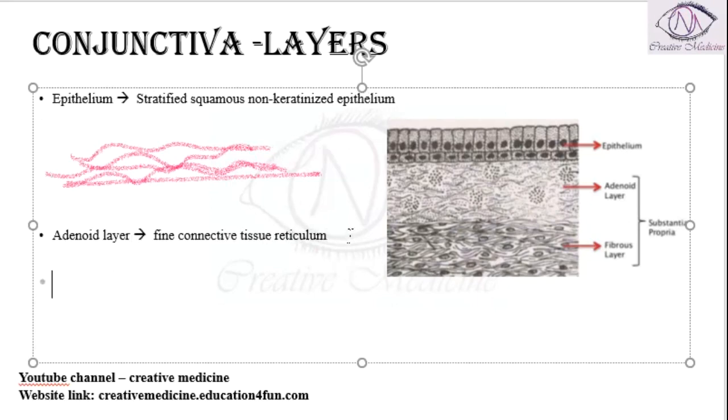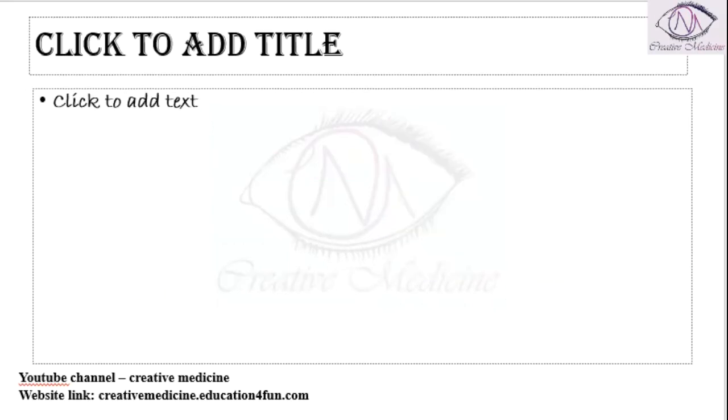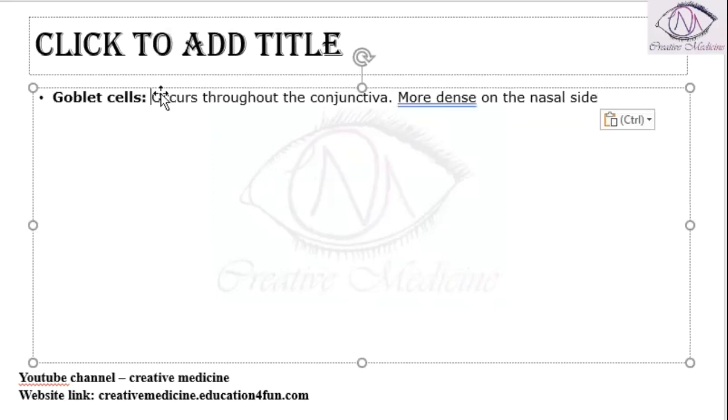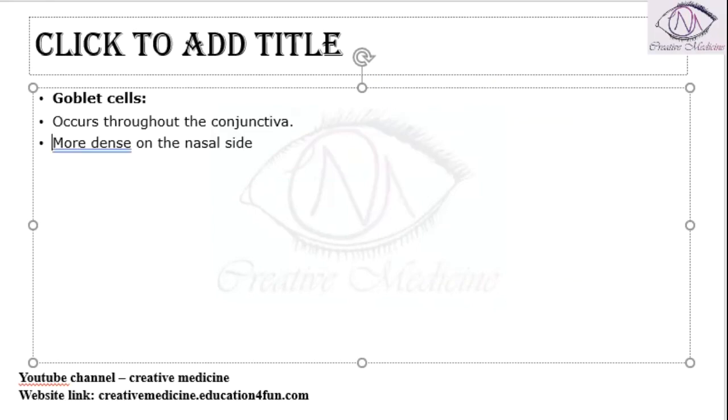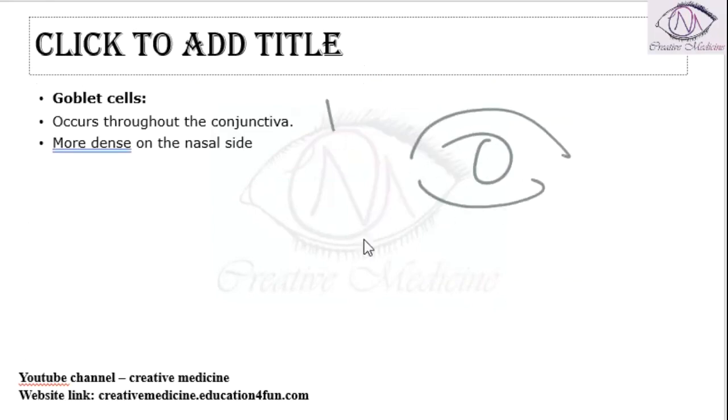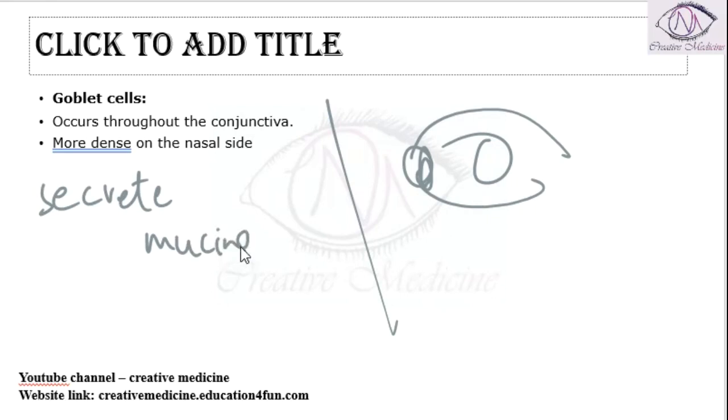Then we have the fibrous layer. The fibrous layer contains blood vessels, and nerves are also seen in the fibrous layer. Then there are three types of cells. Goblet cells are present. These goblet cells secrete mucin, and they are present throughout the conjunctiva, and they are more dense on the nasal side. They secrete the mucin or mucus layer of the tear film.